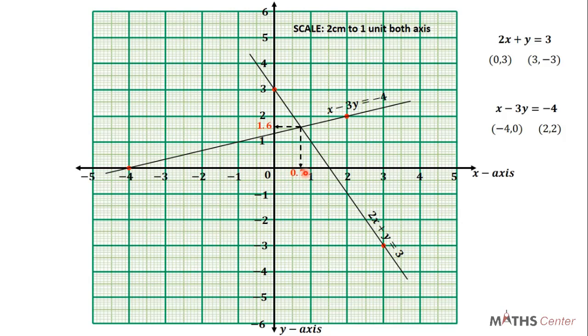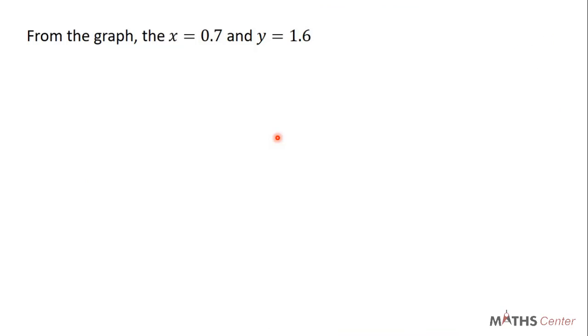From 0 to 1 are 10 boxes, so it means that each box will give us 0.1. Since there are 7 boxes up to this point here, that's the point of intersection, you are going to have 0.7. The same way from 0 to 1 here, there are 10 boxes, so each box is 0.1. So the middle here will be 1.5. Now the point of intersection is just the box above the middle, so you get 1.6. What this means is that if you solve those 2 equations, you are going to get x to be 0.7 and y to be 1.6.